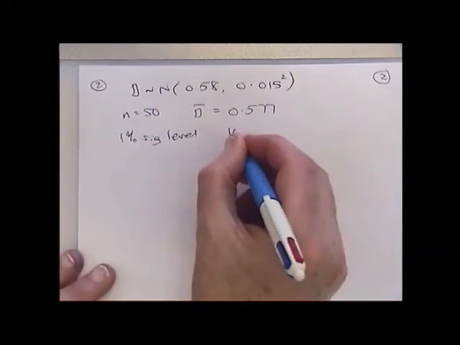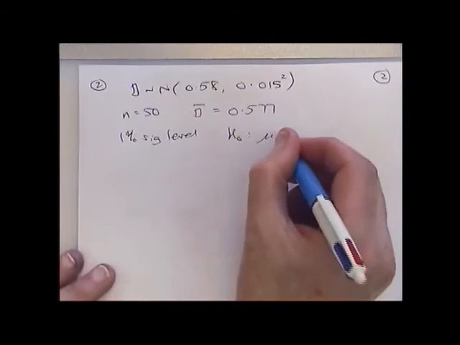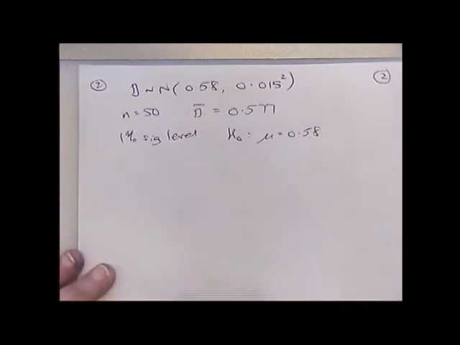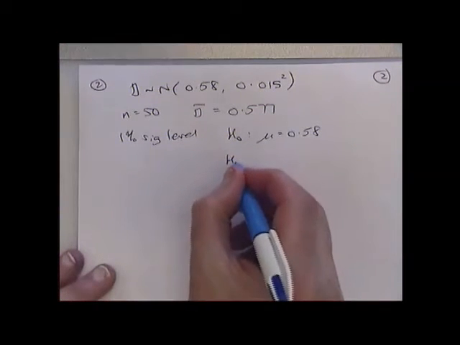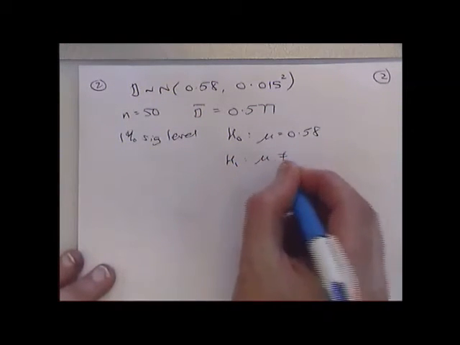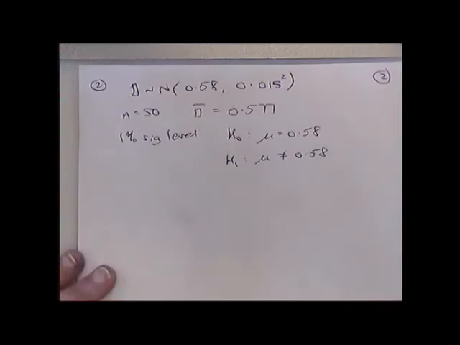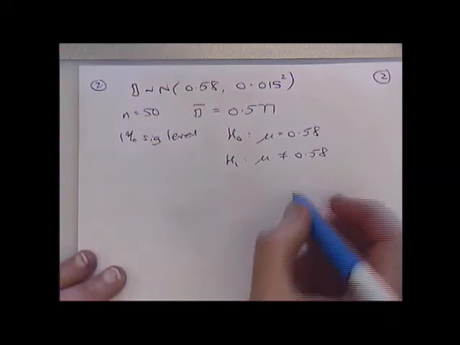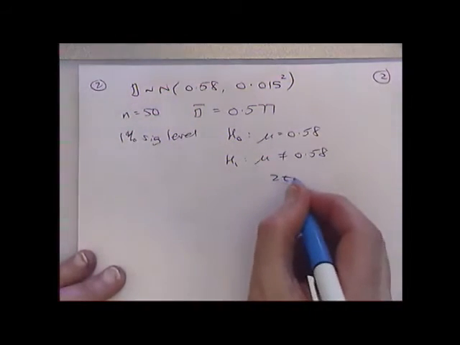The hypothesis H0 is that mu equals 0.58, i.e. nothing at all has changed. And H1 is that mu has changed from 0.58. So immediately you are thinking two-tailed test because it's a not equal to, yeah.